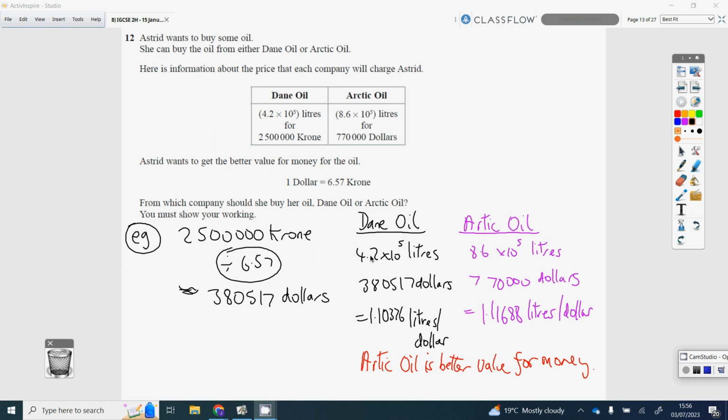to let me know how many litres I can buy with $1. So 4.2 times 10 to the 5 divided by 380,517 gives me 1.10376. And Arctic oil, 8.6 times 10 to the 5 divided by this gives me 1.11688. Now, it's better value for money the more oil I can get for each dollar. So the Arctic oil is better value for money.